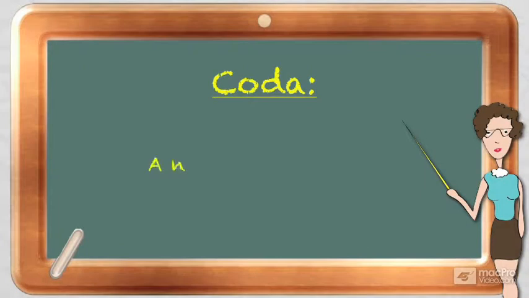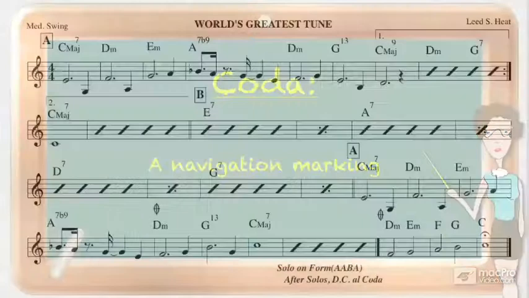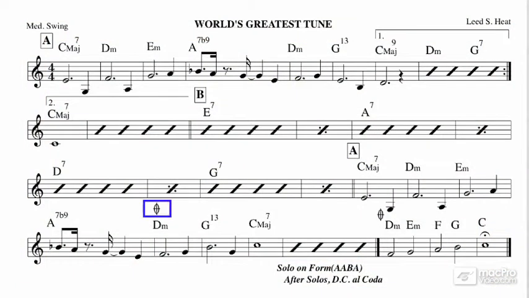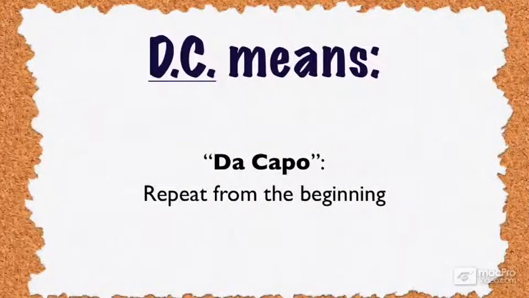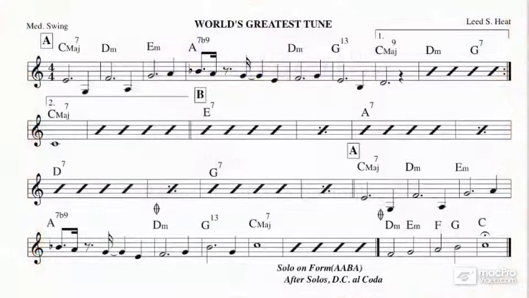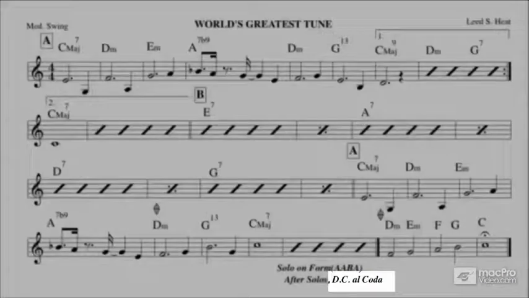Coda, in this sense, is a navigation marking. And we find that coda marking here in two places, here and here. I'll show you how the coda markings work in a moment. First, though, we must understand the marking DC al coda, which you'll find here at the bottom. DC means da capo, or repeat from the beginning. So, returning to the score, we see DC al coda, meaning repeat back to the beginning, and then follow the coda sign. Here's how it would actually work with this particular lead sheet.